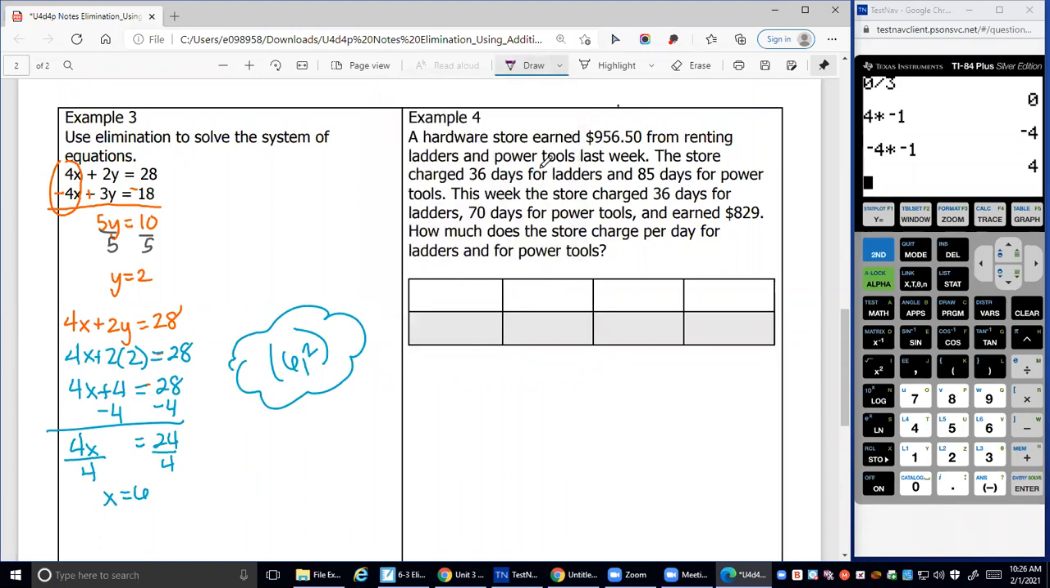Hooray for word problems, right? Here we have a hardware store earned $956.50 from renting ladders and power tools last week. The store charged 36 days for ladders and 85 days for power tools. This week, the store charged 36 days for ladders and 70 days for power tools and earned $829. How much does the store charge per day for ladders and for power tools?